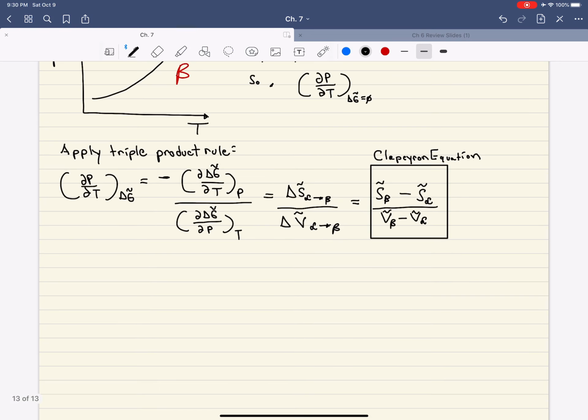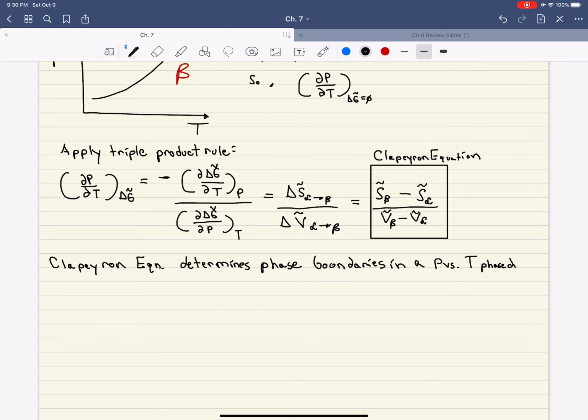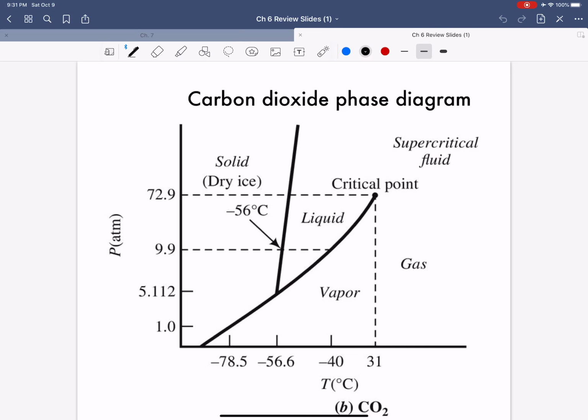Right? And its utility is that the Clapeyron equation determines the phase boundaries in a pressure versus temperature phase diagram. Okay? All right, and so let's go revisit the carbon dioxide phase diagram here.